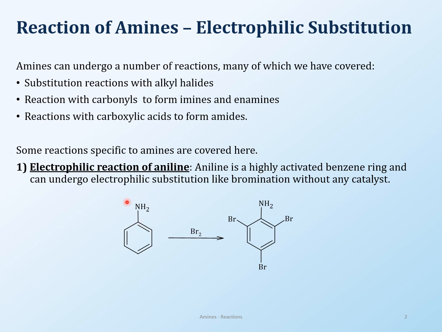So here is an amine group. Amine group is a highly activating group for benzene. And so what happens is that if you take aniline and you treat that with bromine, you don't even need a catalyst, and you can do substitution reactions. And look at that, you even get multiple substitutions with bromine on aniline, because it's highly activated. Phenol was the other compound that was a highly activated aromatic ring, and aniline is also one of them.